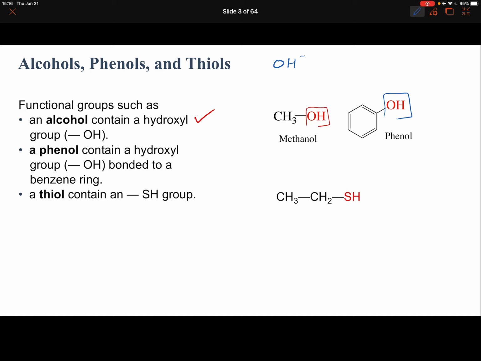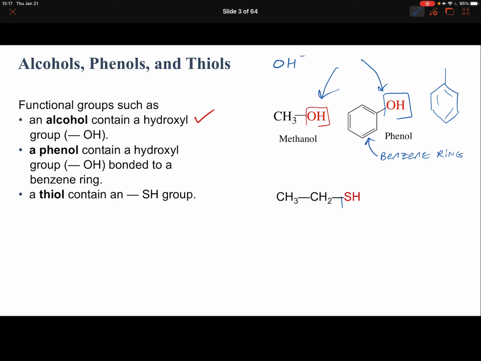A phenol is a very special kind of alcohol. It's just a hydroxyl on a benzene ring. You remember from the last chapter when we were talking about benzene and naming some of its derivatives, when benzene has an alcohol group, we can call it phenol. When benzene had a methyl group, we called it toluene. So phenol and methanol are both alcohols because they both contain a hydroxyl. Phenol is just a special kind of alcohol on a benzene ring.